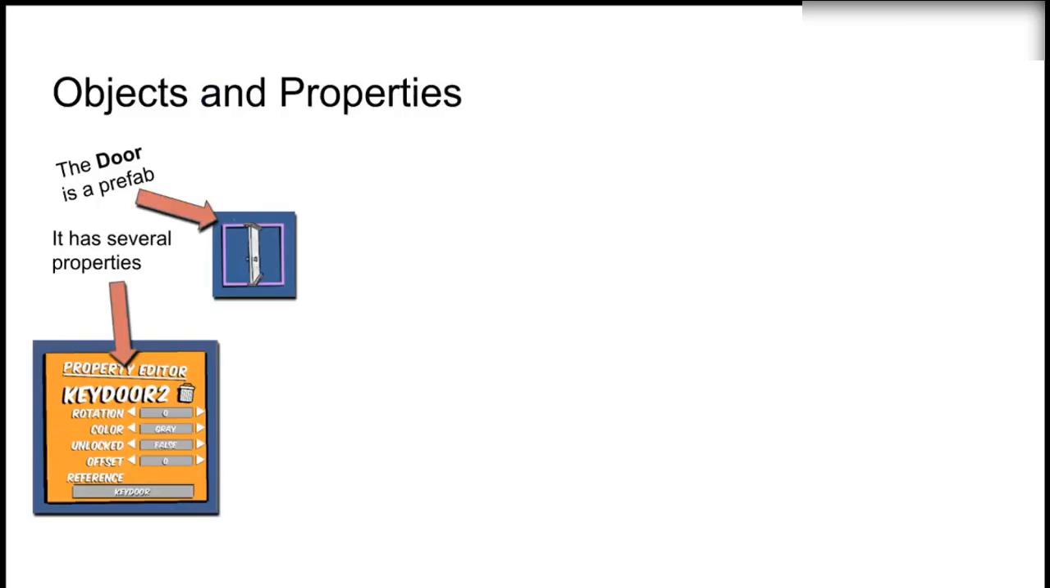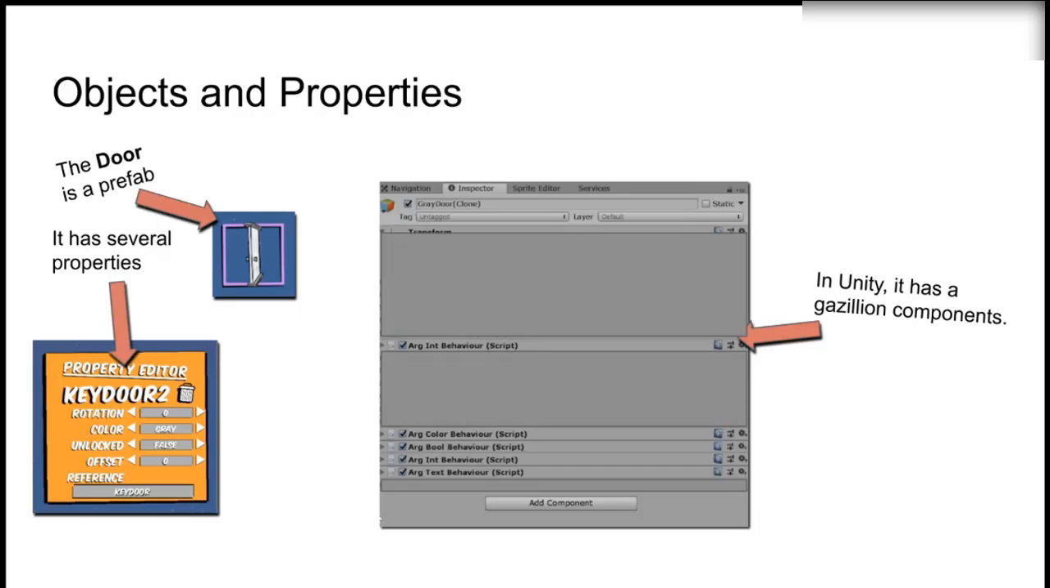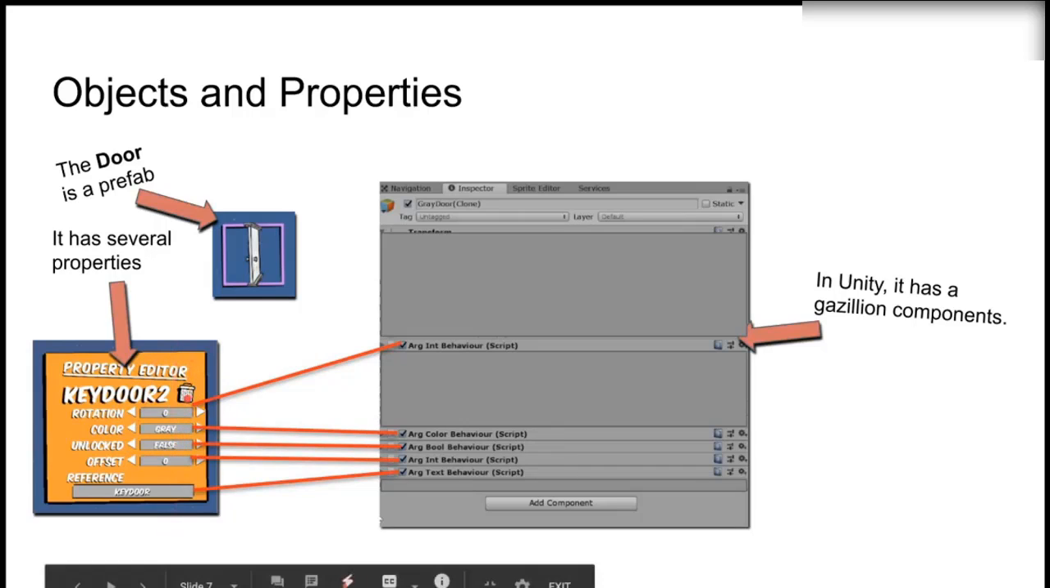So the door itself is just a prefab in Unity, and when you're using it in the level editor, all these different properties show up. Like I said, that door is a prefab. It's a game object, and it has a gazillion components. The ones that I want to focus on right now are these things in the flavor of arg something behavior, like arg bool behavior, and so forth. Each one of these maps to one of these properties in the actual level editor. So when you're editing data in the level editor, you're actually talking directly to a component on a game object.